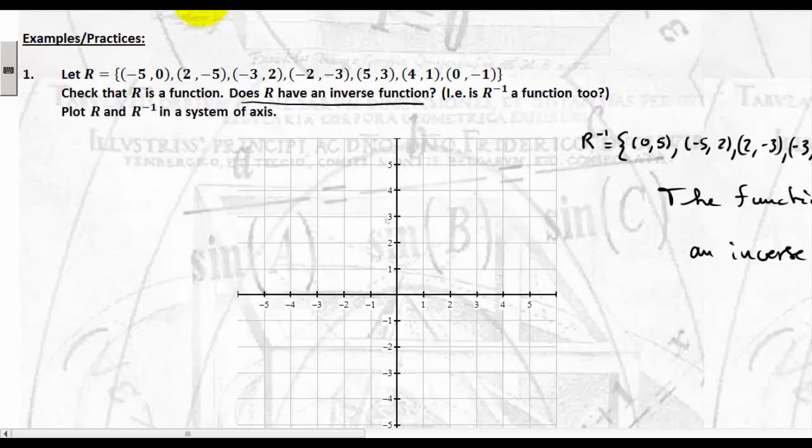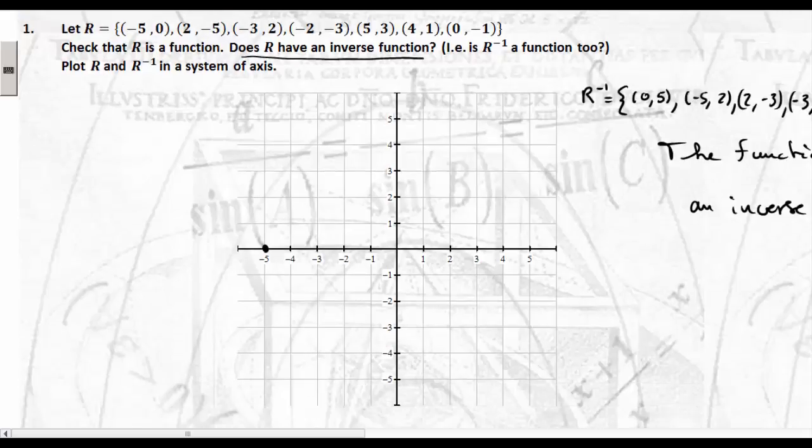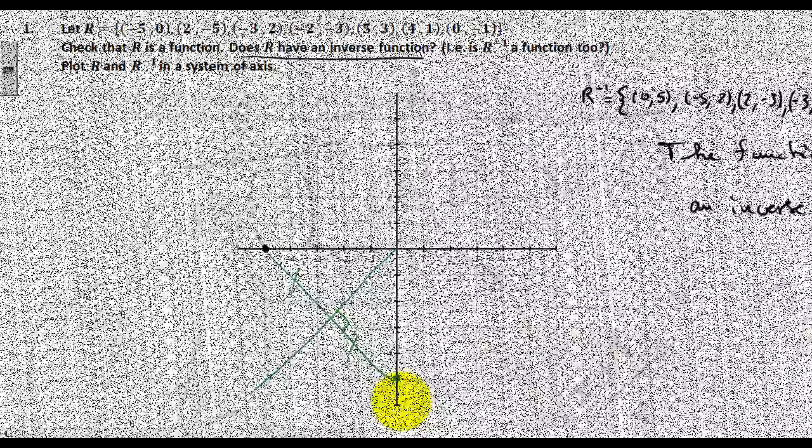Make sure you plot R with one color, okay? For example, -5, 0 right here. I'm doing it in black. And R minus 1 would be 0, -5 right here, okay, in blue. And you can see that actually these 2 points would be symmetrical with respect to the line y equals x, right here, same distance on both sides, okay? I'm going to let you do that. Let's move on.